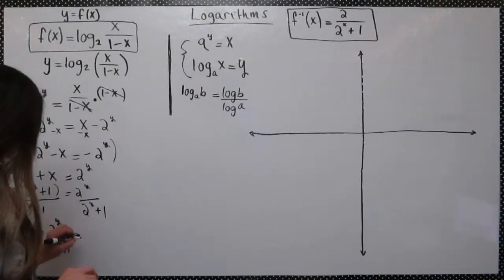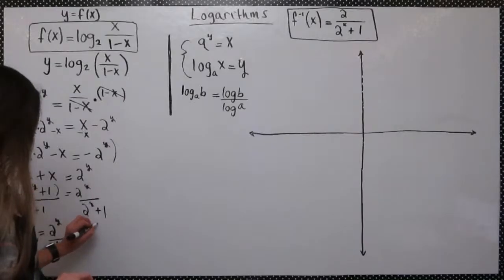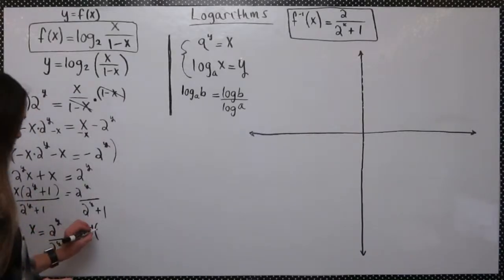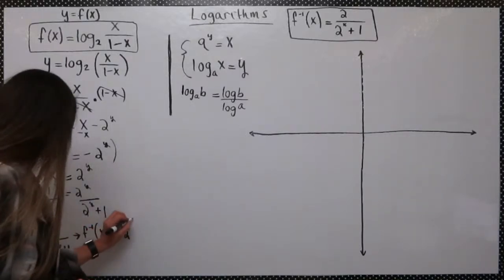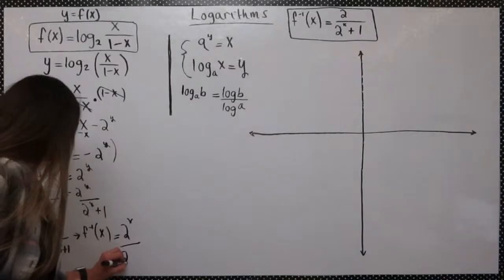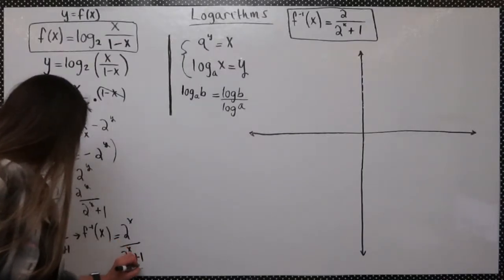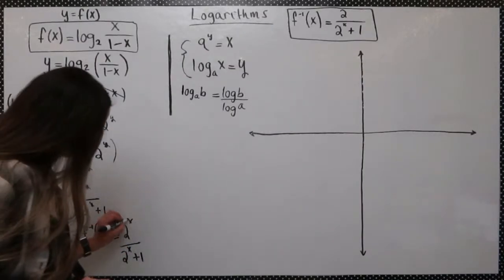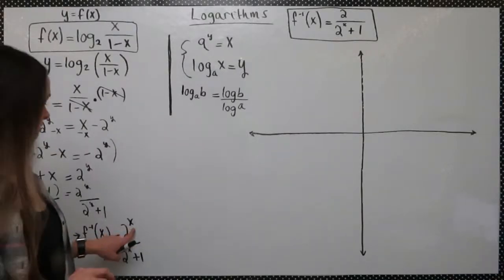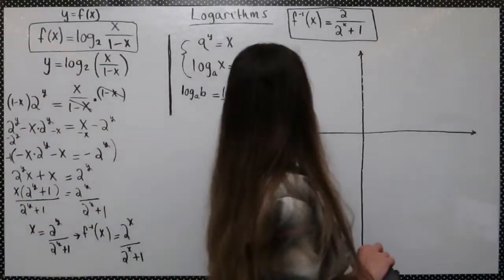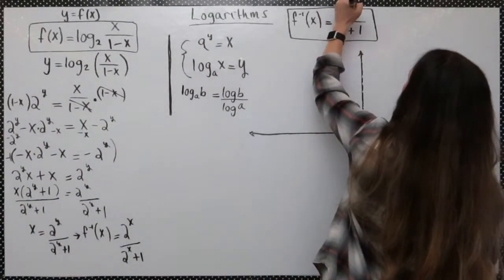Okay, so we have this becomes f inverse, because now we're swapping out the x's and y's, the domains, and so it becomes 2^x divided by 2^x plus 1. And then I think, wait, how did I mess this up? I just left it off for what? 2^x.